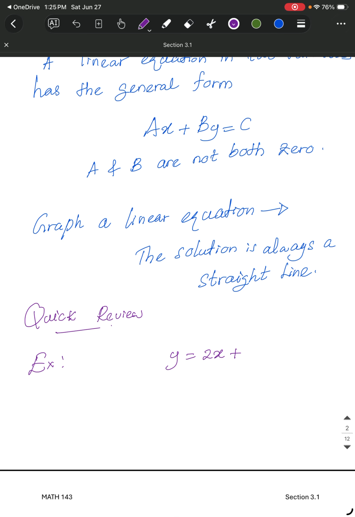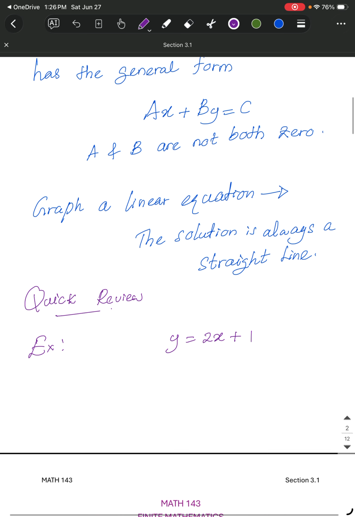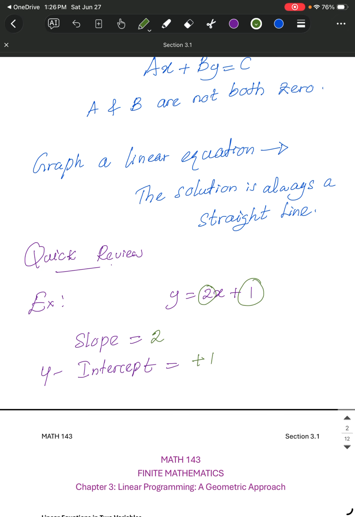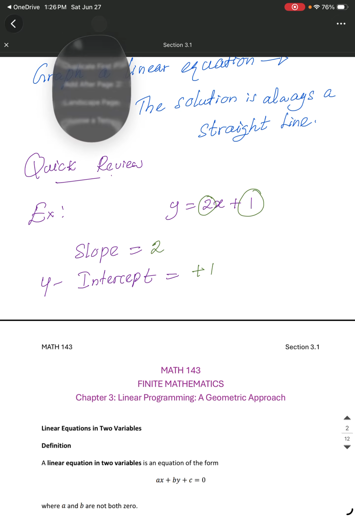Y equals 2x plus 1. So what is the slope of the equation? The slope equals positive 2. Then the y-intercept is positive 1. The slope is 2, y-intercept 1. This should be familiar from Chapter 1. So let's draw the line.